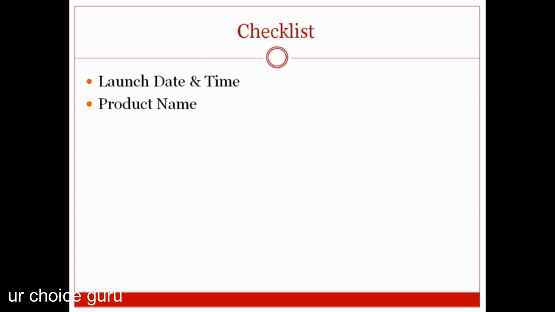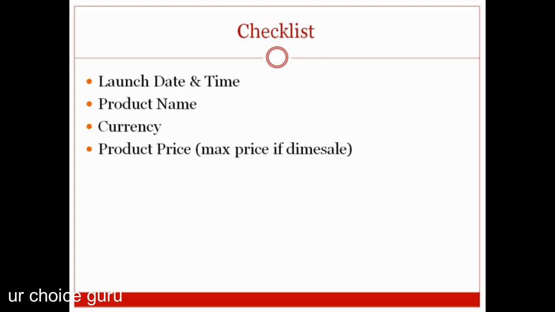You're also going to need the product name. That's pretty self-explanatory. You're going to need to know the currency in your country that you want to be charging. You want to know the product price.